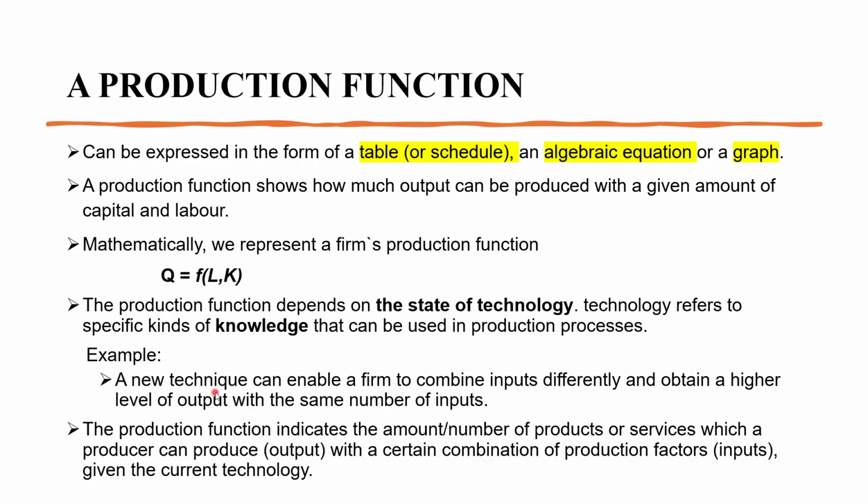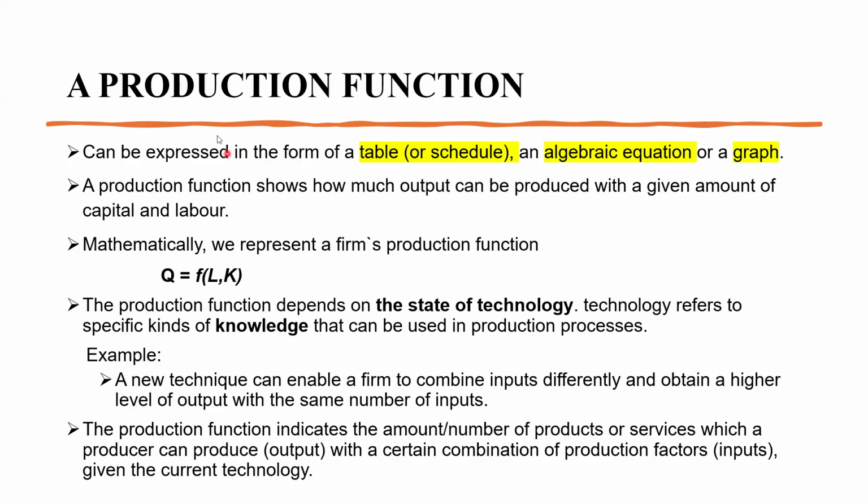So they give an example to say that a new technique can enable a firm to combine inputs differently and obtain a higher level of output with the same number of inputs. So if a firm has maybe workers who are creative thinkers, those workers can always come up with ideas that can help to stimulate production, right? That is what they basically mean here.